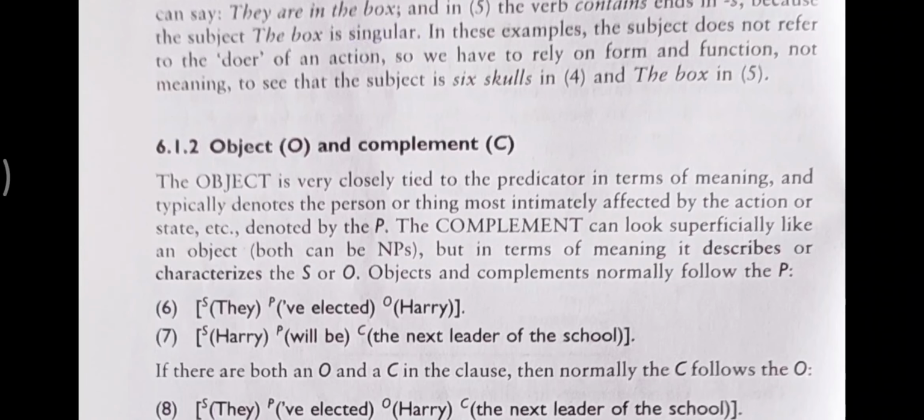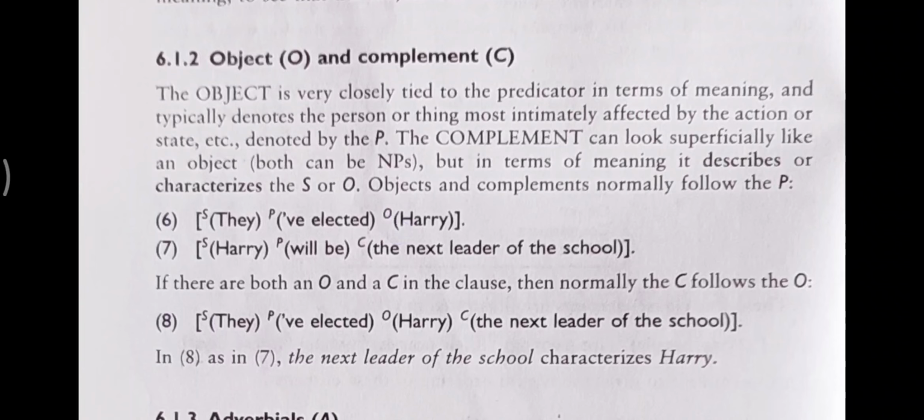As we have seen, there are furthermore elements of the clause. It stands for object. Object is very closely tied to the predicator in terms of its meaning. As we have seen, it denotes typically the person or thing most intimately affected by the action or the state denoted by the predicate. Complement can look superficially like an object, and both can of course be noun phrases. But in terms of its meaning, it describes or characterizes the subject or the object.